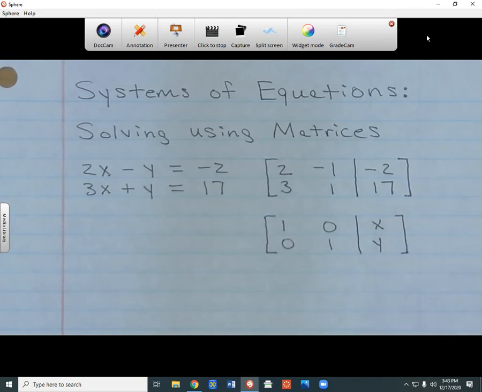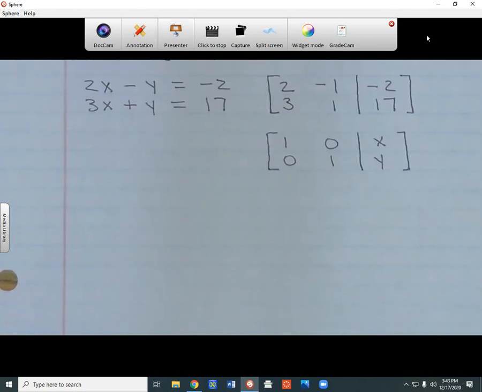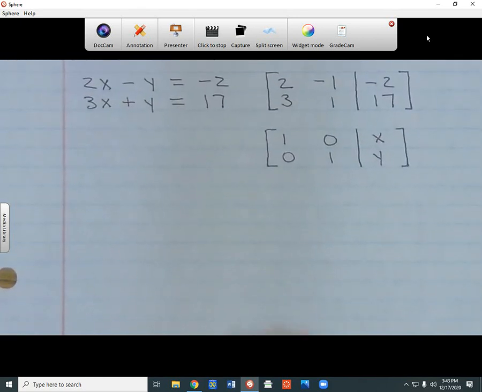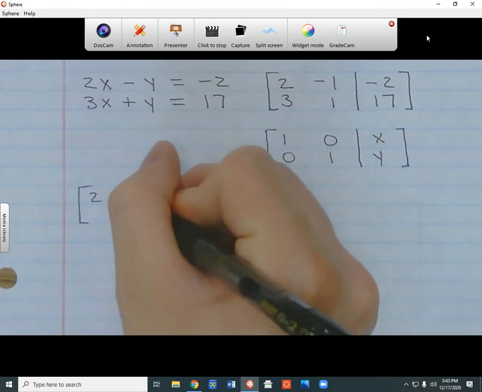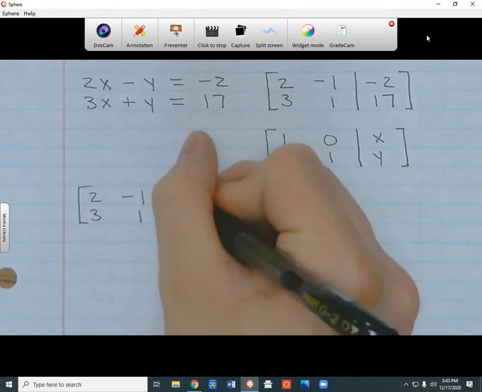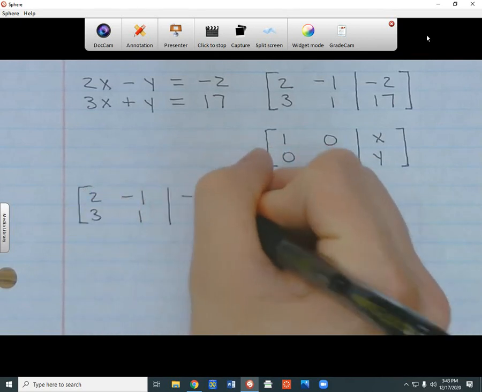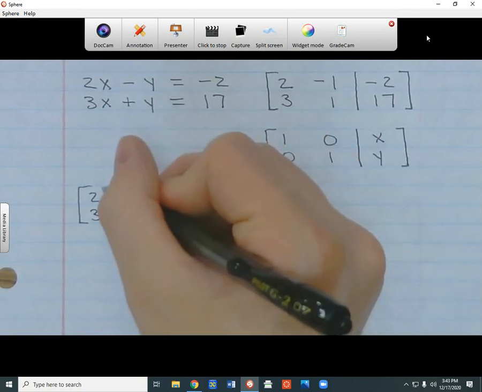I'm going to take the first augmented matrix and try to make the first row into 1, 0 and the first column into 1, 0. So here's how I'm going to do it. I'm going to take the matrix that we started off with, the 2, -1, -2, 3, 1, 17, and what I want to do is change the first number into a 1.